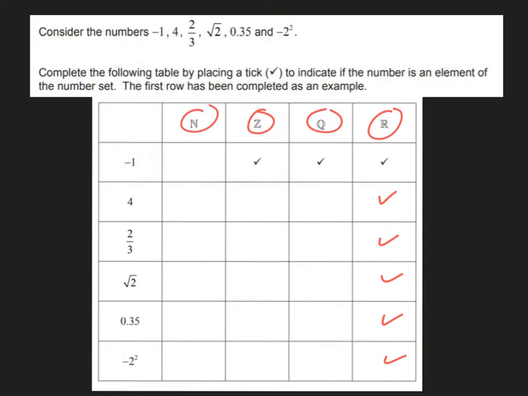4 then is a positive integer. It is also an integer. It is a rational number because it can be expressed as 4/1, and it's a real number.